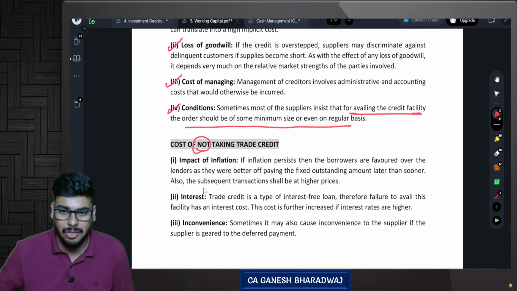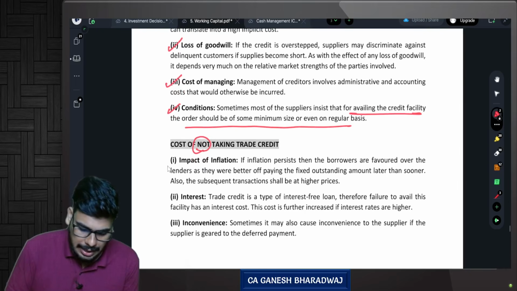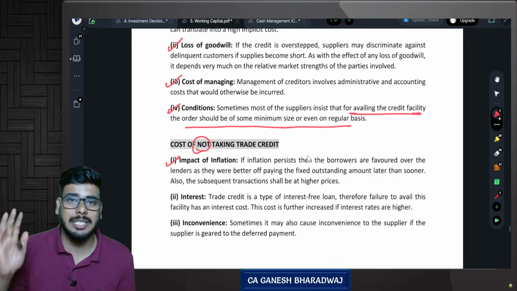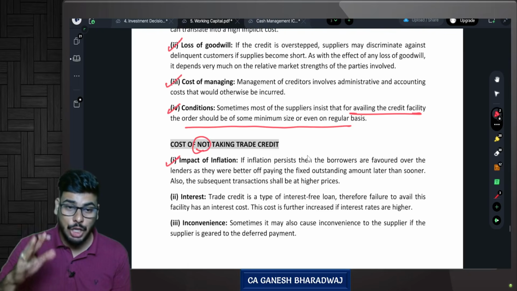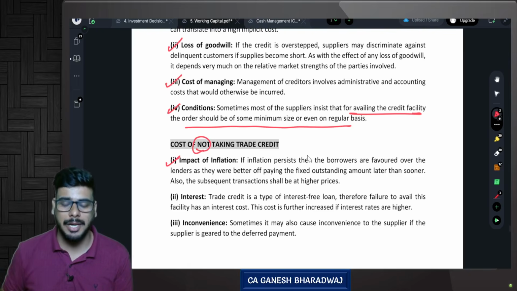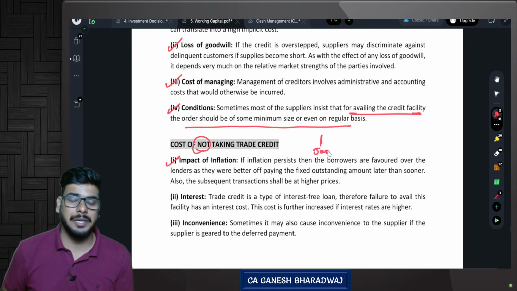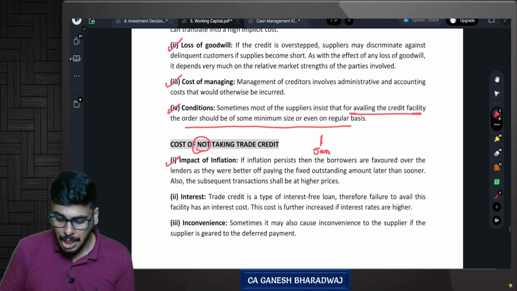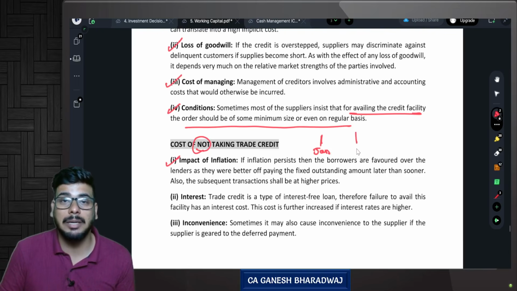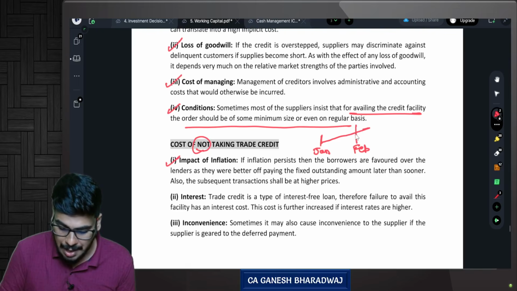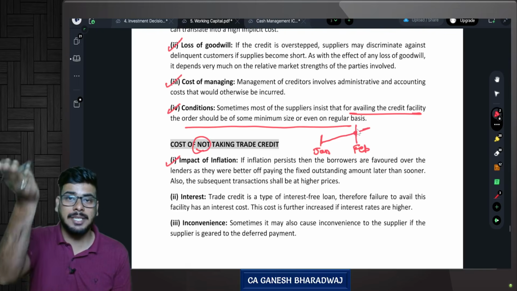That is, these are some benefits of taking credit. What are the benefits of purchasing on credit? The first one is the impact of inflation. Assume there is no concept of credit purchase. Now what will happen? You can purchase only when you have the money, correct? Let us say in the month of Jan, you wanted to purchase something, but you didn't have the money. Now you got the money somewhere in the month of Feb. But what happened between Jan and Feb? There was inflation, and because of this, the per unit price went up.